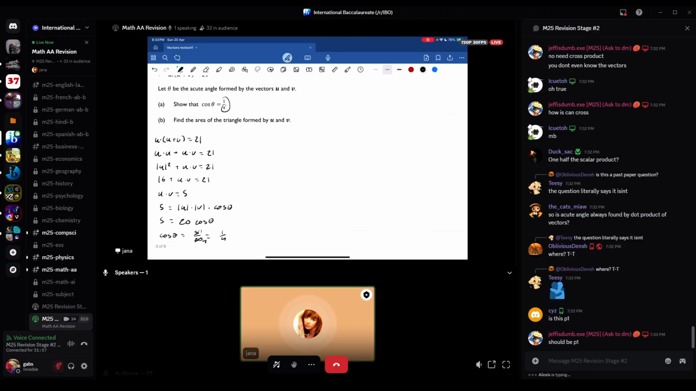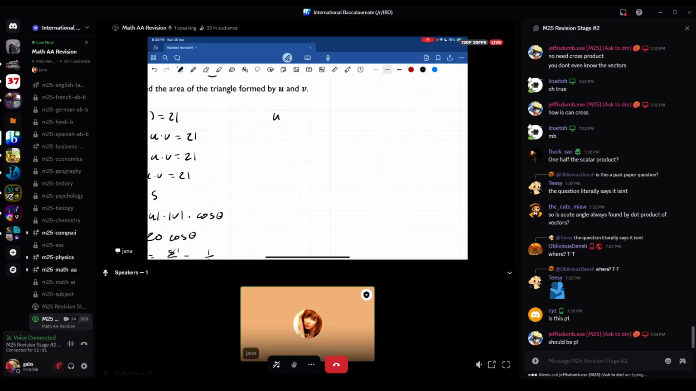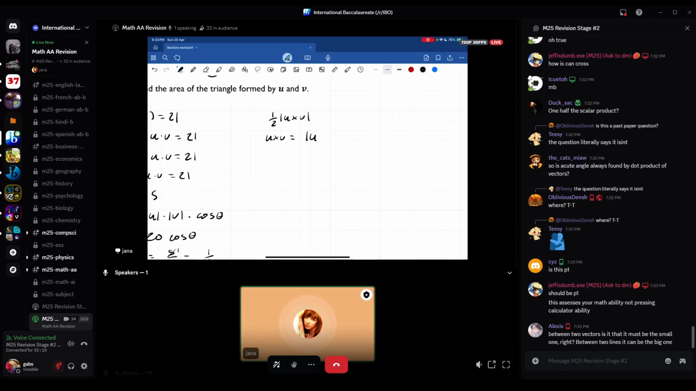But anyway, we're going to find the area of the triangle now. So we know that the area of a triangle is half the magnitude of u cross v. And we also know that u cross v is the exact same thing as this times this times sine of theta.